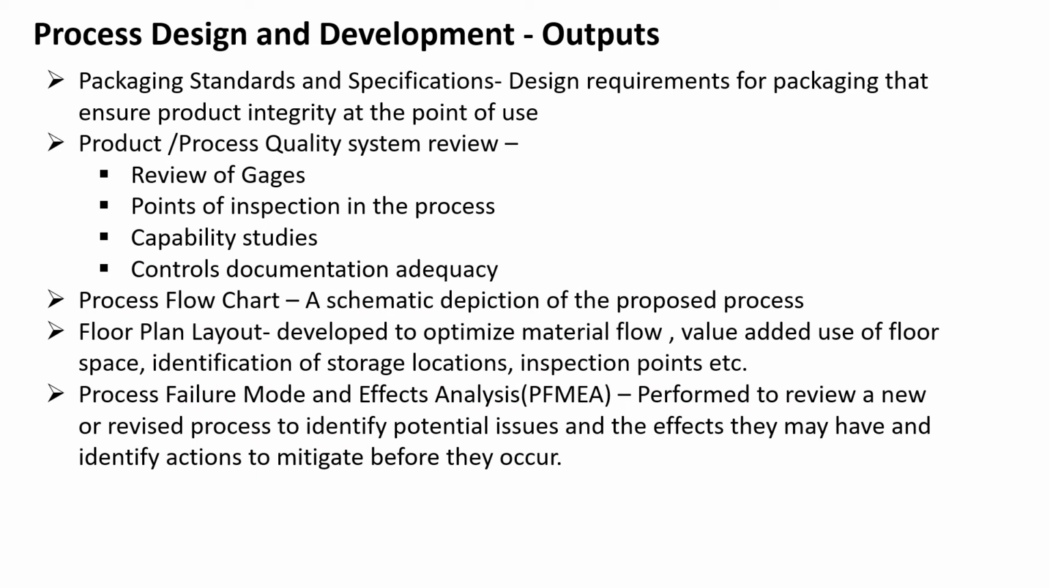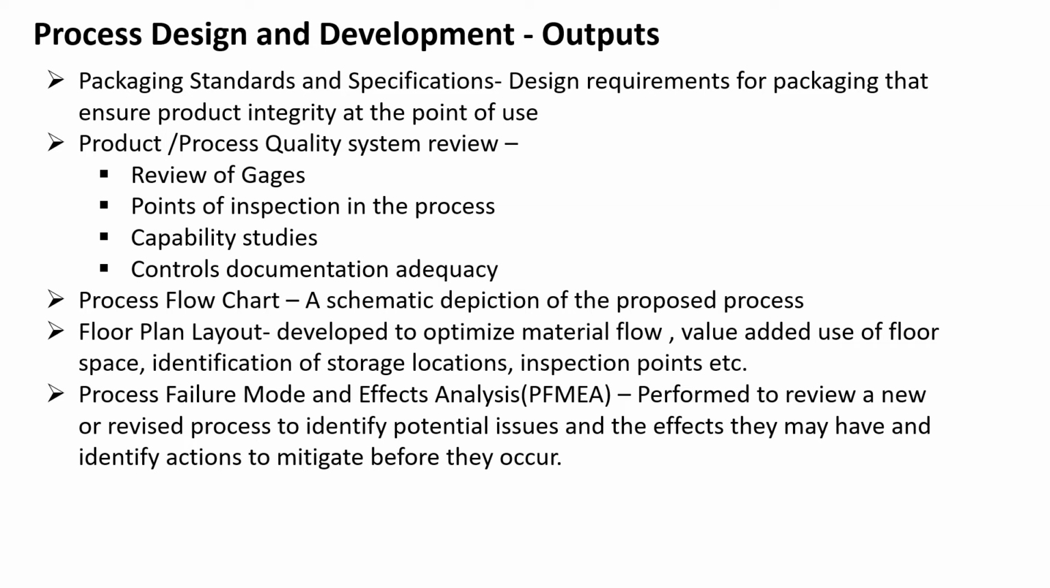Process design and development outputs: packaging standards and specifications, which are design requirements for packaging that ensure product integrity at the point of use. So packaging standards and specifications should be there. The next thing is process and product quality system review. That means we need to establish a quality system which reviews gauges and testing mechanisms, points of inspection in the process, capability studies, and control documentation adequacy. These are all things we need to check.